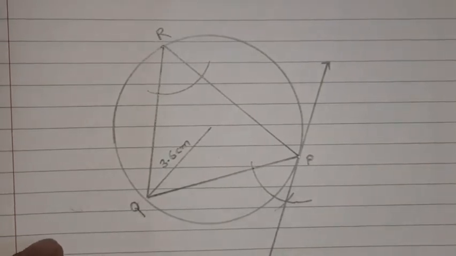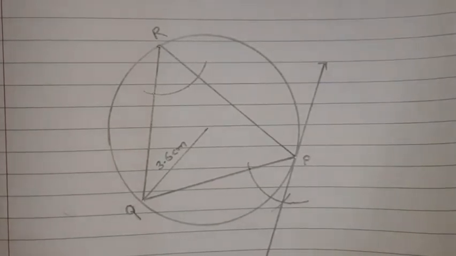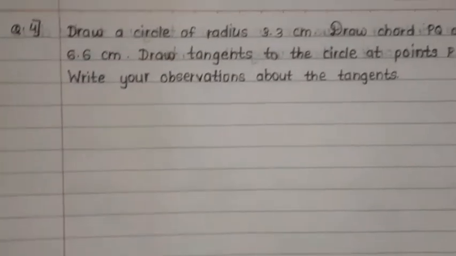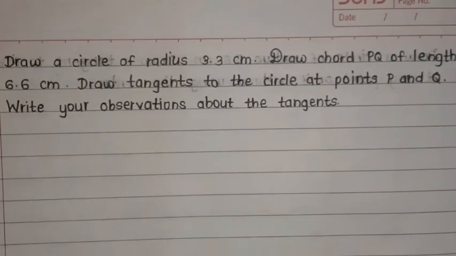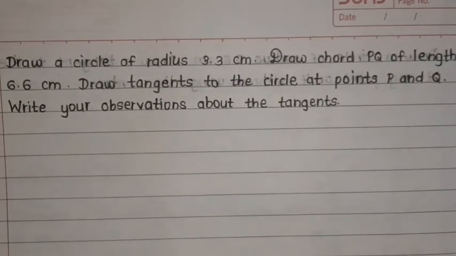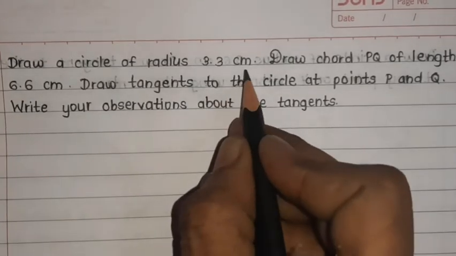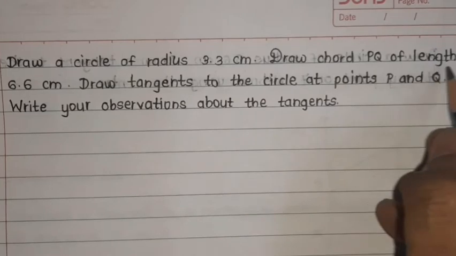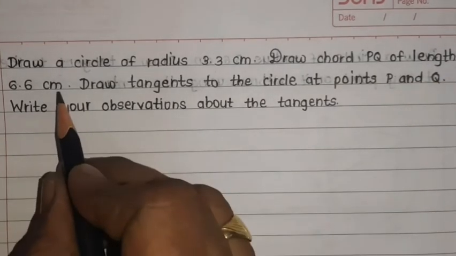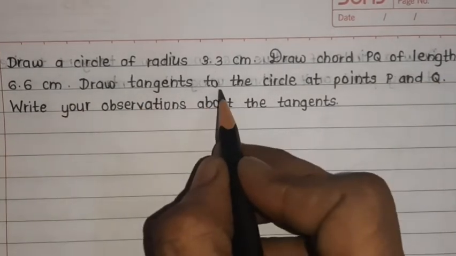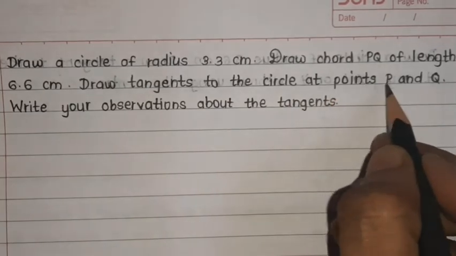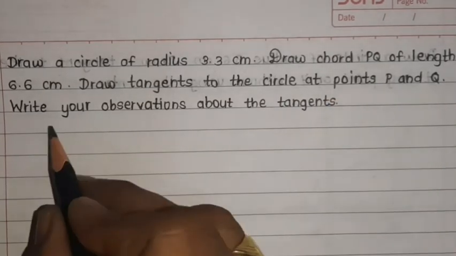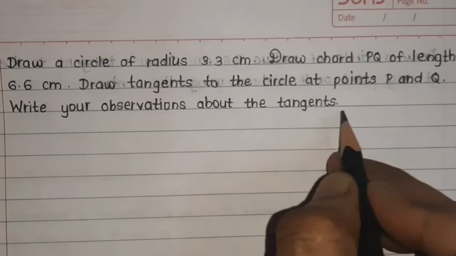Now we have to start with another topic, that is question number 4. Now dear student, see question number 4. Draw a circle of radius 3.3 centimeter. Draw a chord PQ of length 6.6 centimeter. Draw a tangent to the circle at points P and Q. Write your observation about the tangents.